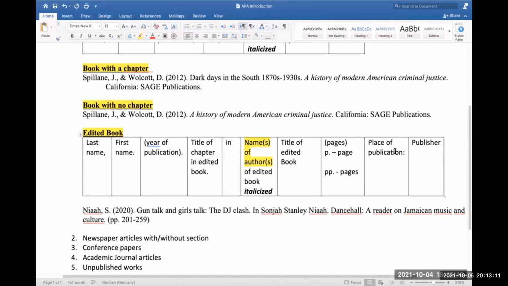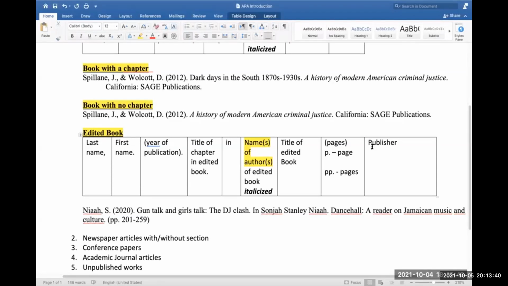Oh, we don't need the place of publication for this one, right? We just need the publisher. If I remember correctly, that's what they said, right, people? Sir, it did say place of publication and we say it's Kingston. No, man, but in this case, we don't need the place of publication. You only need the publisher, for edited books, right.